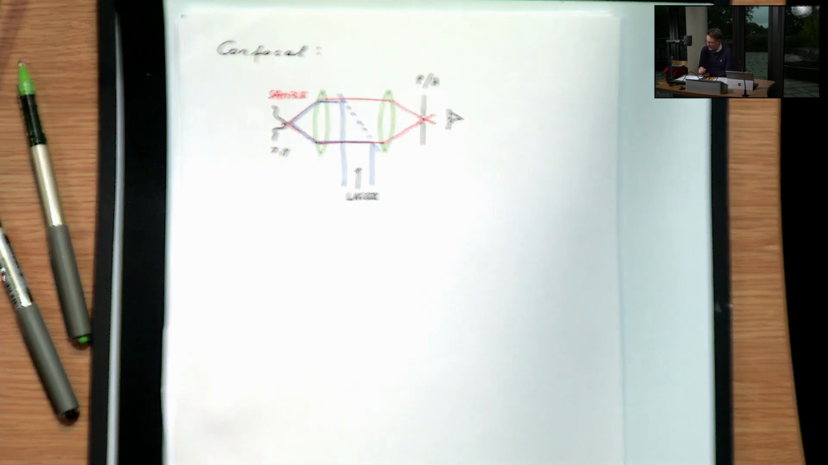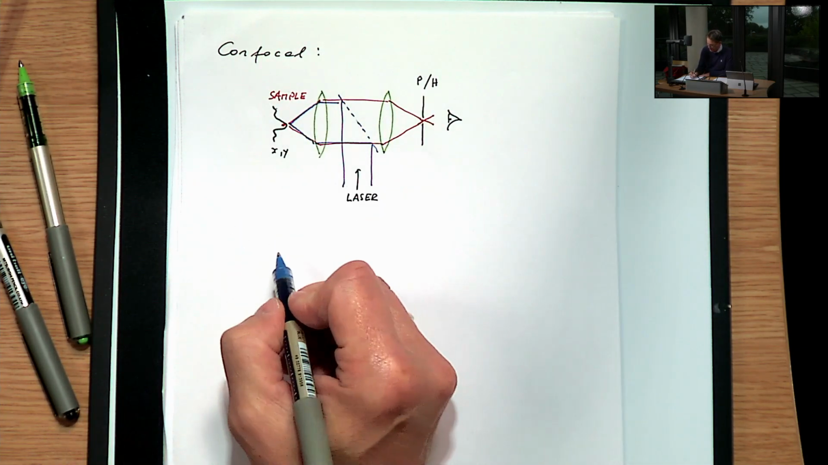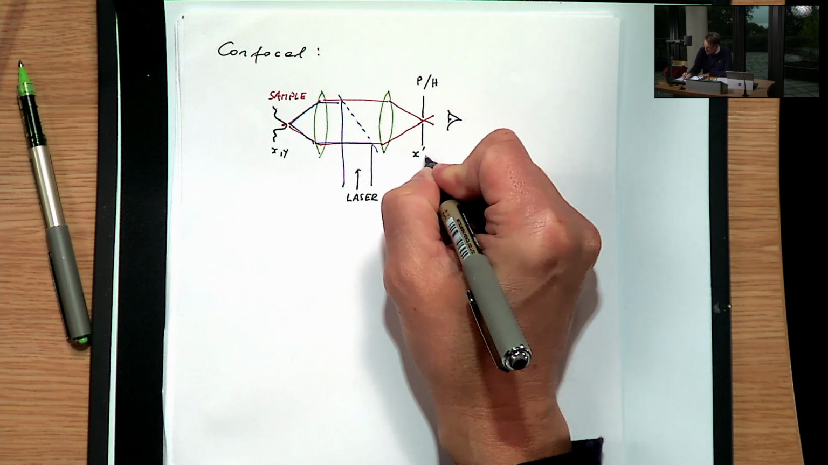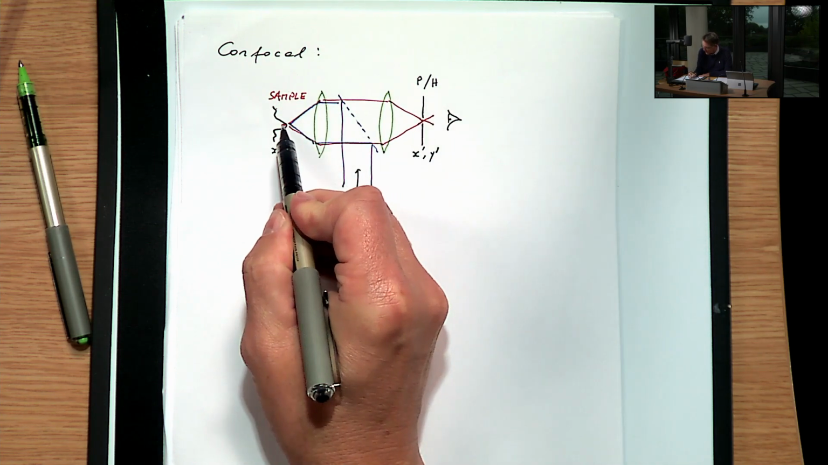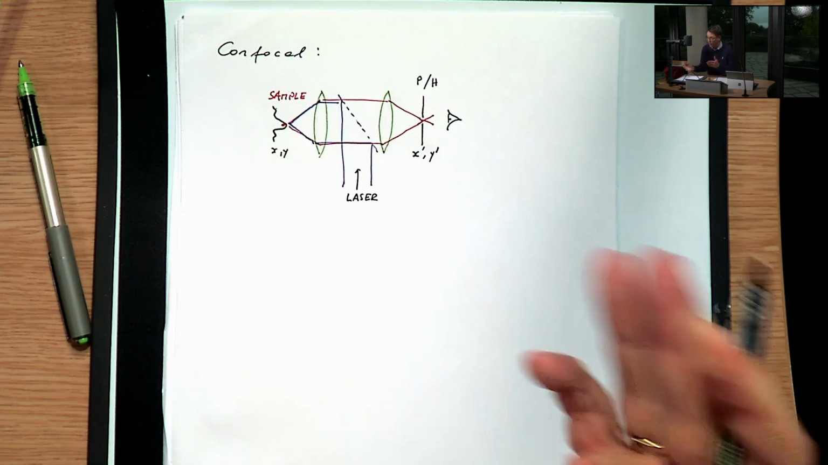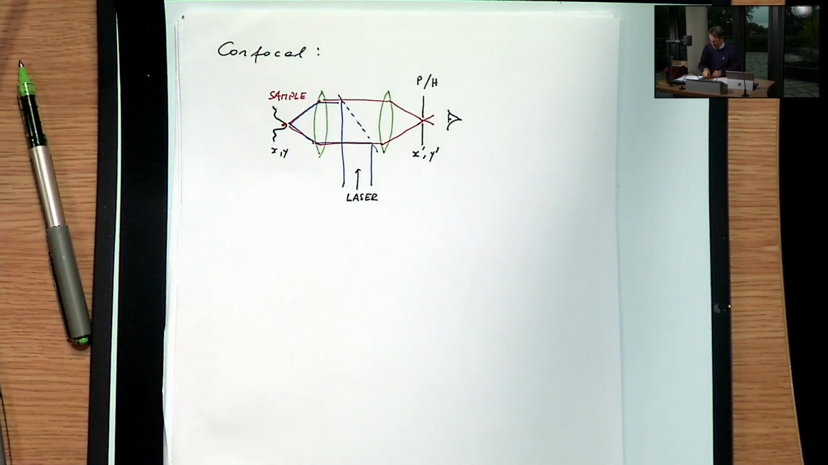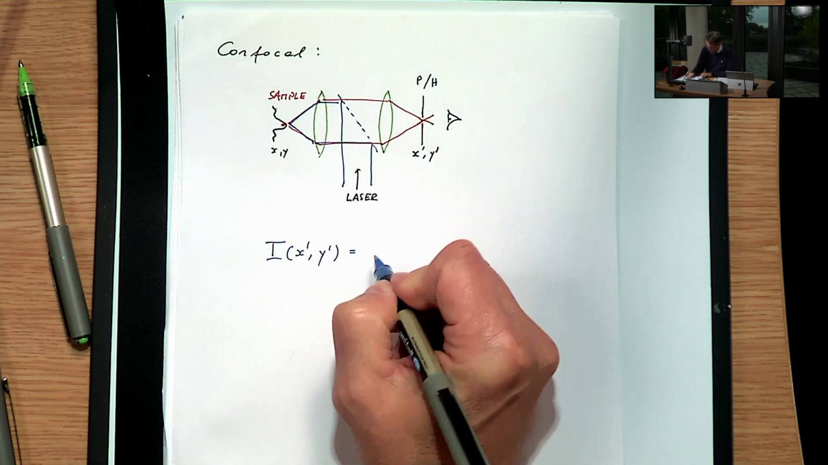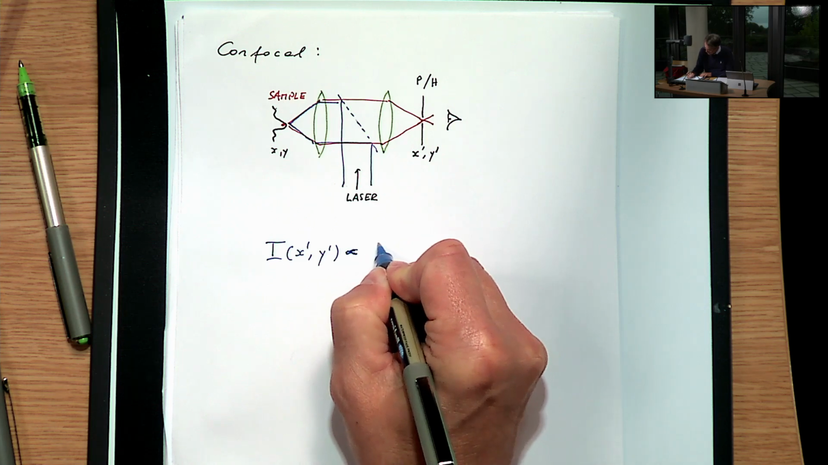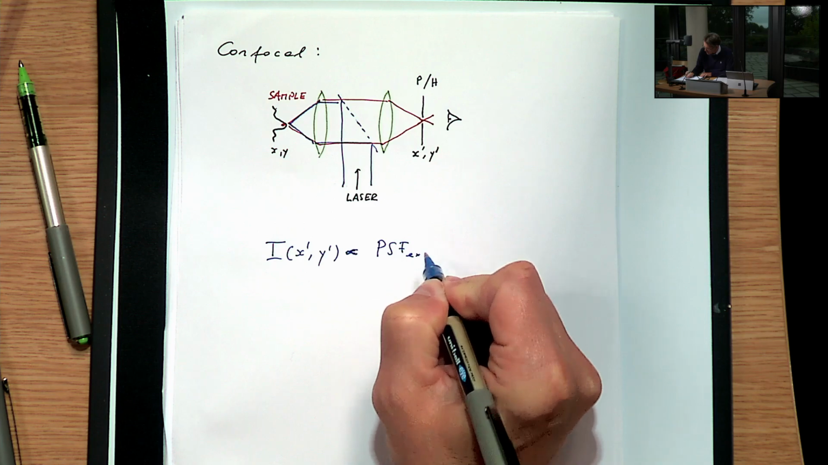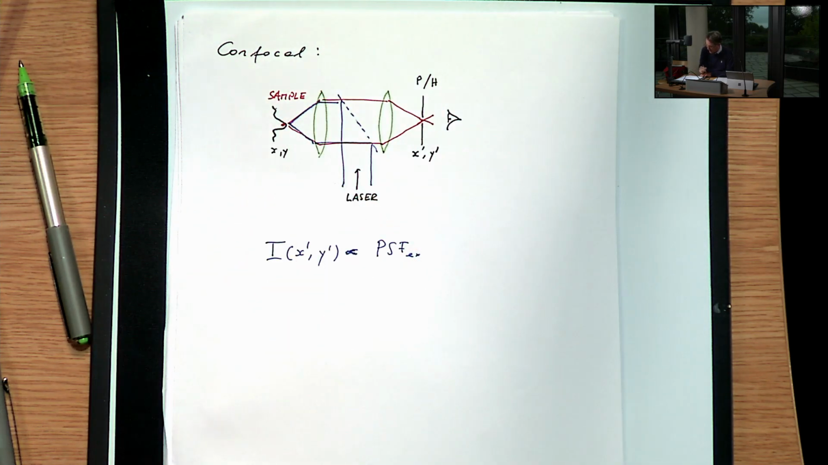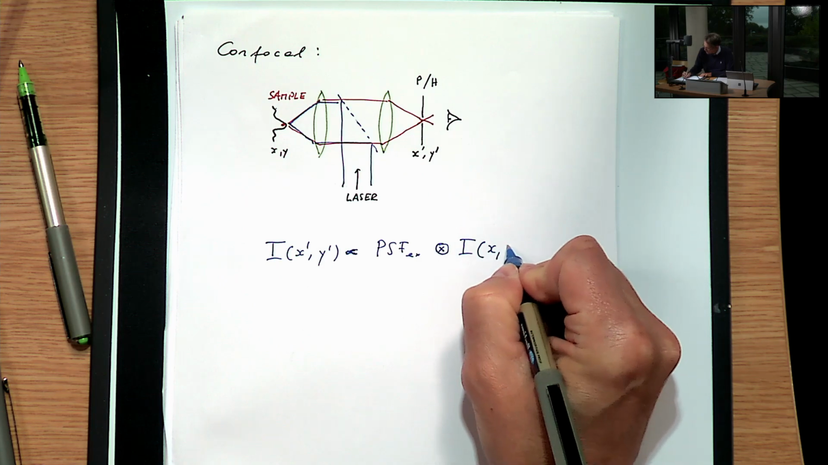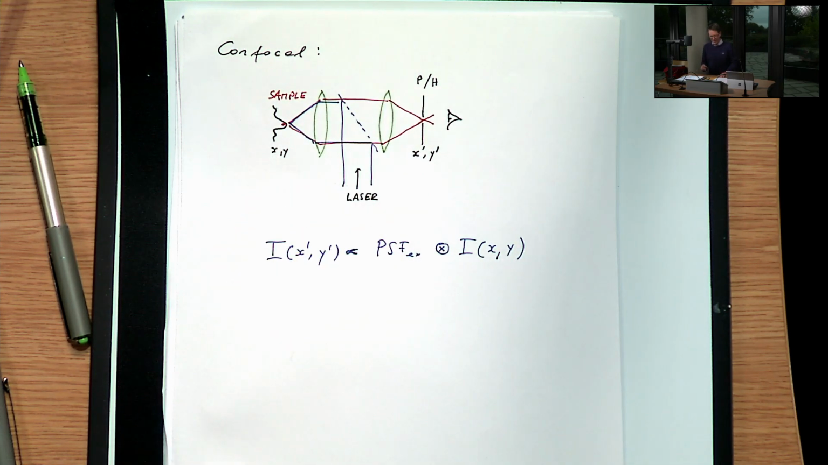So let's suppose I excite a fluorophore with this point. Of course, I scan the point across the sample. Then the intensity at the image plane, in this case the confocal plane, and remember, sample and pinhole plane are conjugate. They are confocal with one another. Then the intensity I at x dashed, y dashed is proportional to the PSF excitation, which is this function here, convolved with the fluorophore distribution in the sample I of x, y.